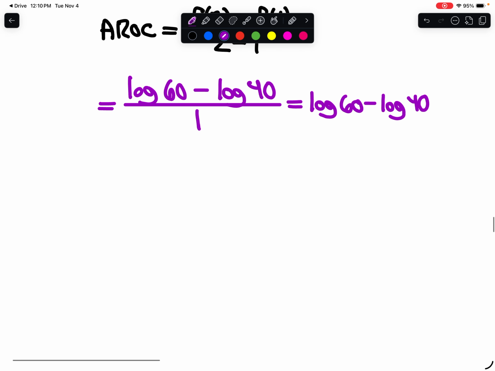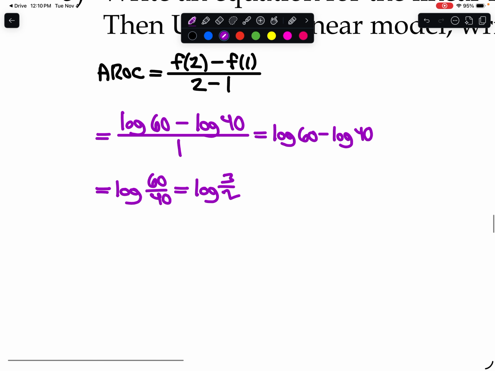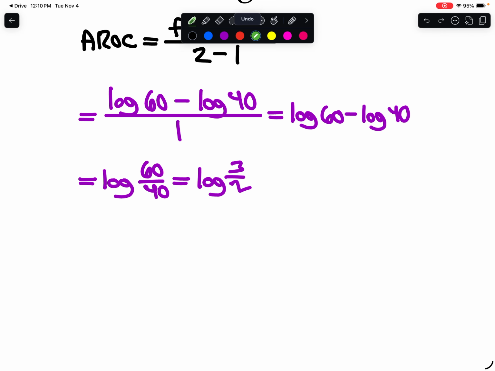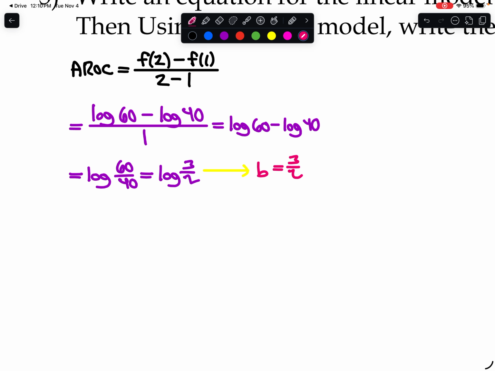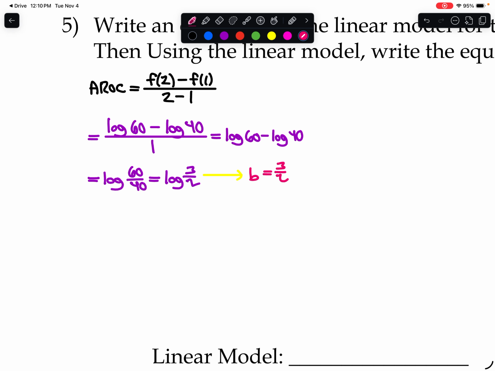Okay, and then I'm going to be left with log of 60 minus log of 40. And then I'm going to use log properties, and I'm going to condense. So I'm going to rewrite it as log of 60 over 40, which, as you simplify, is going to give you log of 3/2. So what we just found is the average rate of change. Now, the average rate of change is log of 3/2, not just 3/2. But what this does tell me is that your b value is equal to 3/2.